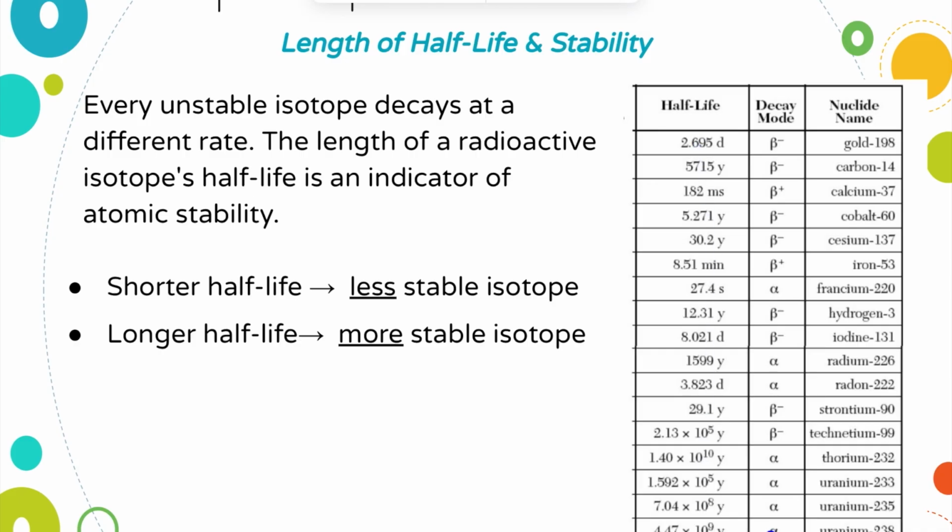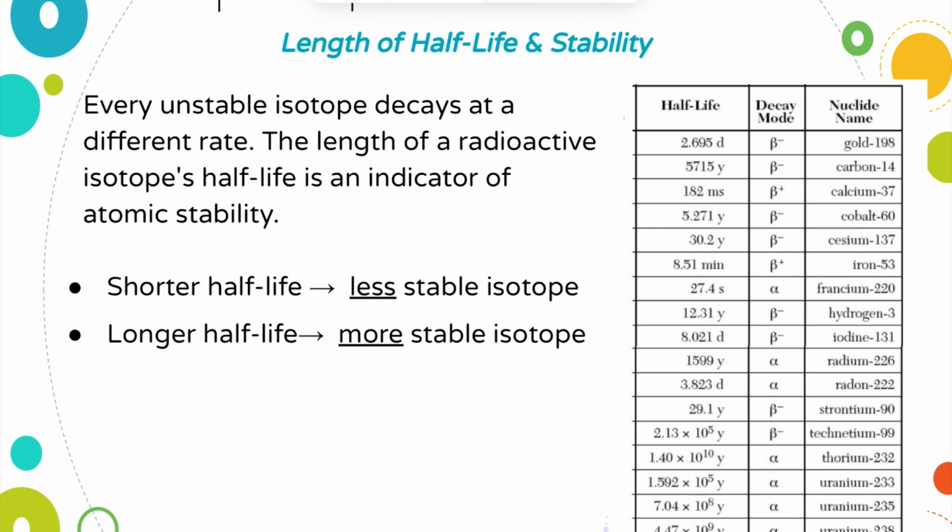It doesn't matter what type of decay is happening, any type of decay indicates instability, but we have our different nuclides. Gold-198 undergoes beta decay, and it has a half-life of 2.695 days. That's pretty quick, so that is a pretty unstable isotope. But if we look at something like uranium, this is 1.592 times 10 to the 5th years. That's a long time. That's a fairly stable isotope compared to something like that gold.